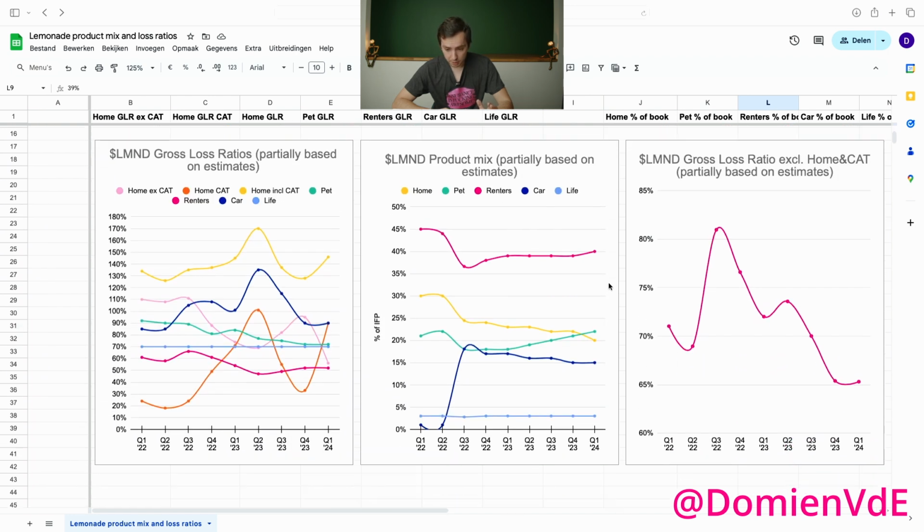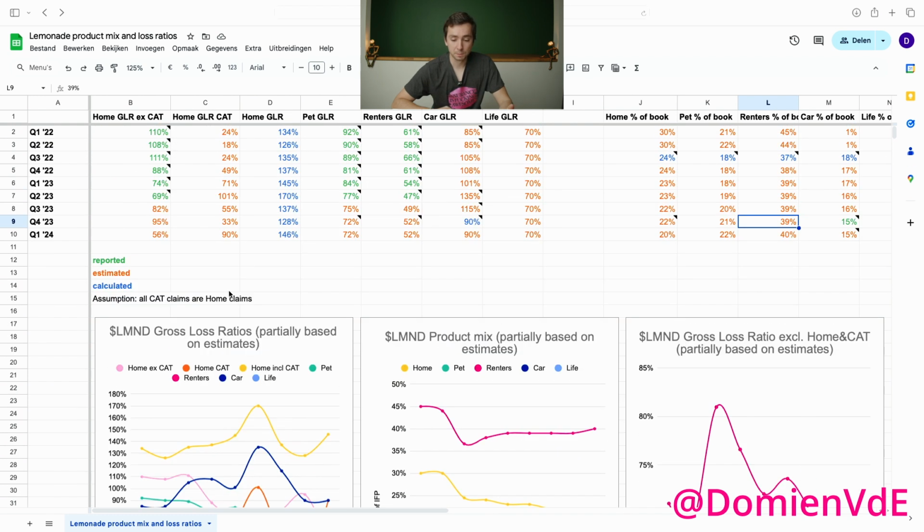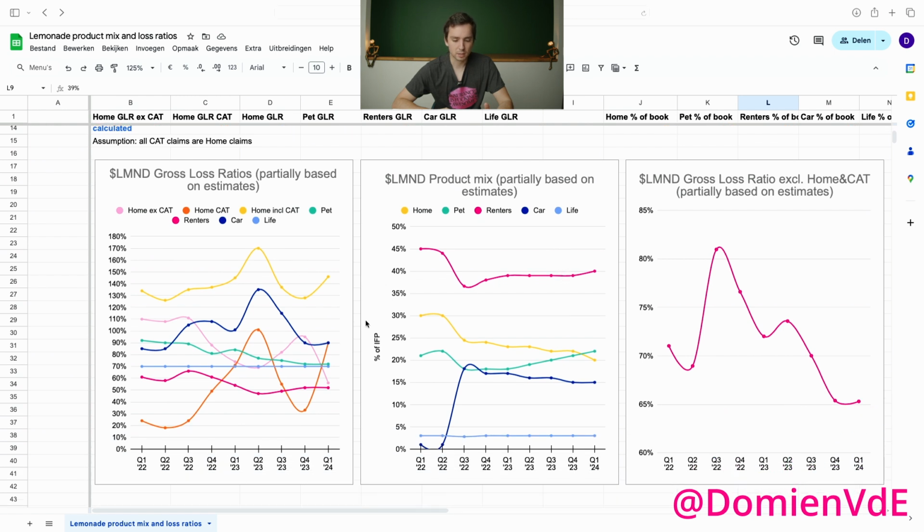This is clearly something Lemonade has chosen not to report, and as I discussed in the previous video, you can see why, because it's not always that pretty, right? Especially for car and home, but still we managed to figure it out. Is this perfect? Probably not, right? Sometimes you can change the numbers a little bit and still come out to the same answer. But still, I think it's quite interesting.